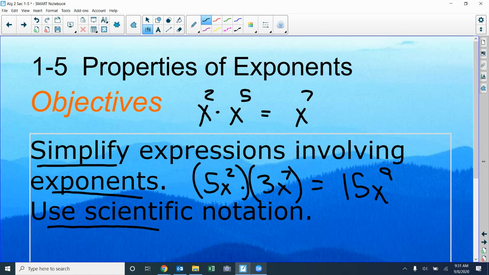Multiply numbers, add exponents. So if you haven't written anything down, you want to write that down. Multiply numbers, add the exponents. And that's what's confusing, because we're doing two operations there. One thing we're multiplying, the other we're adding. So that's a skill that we're going to need.